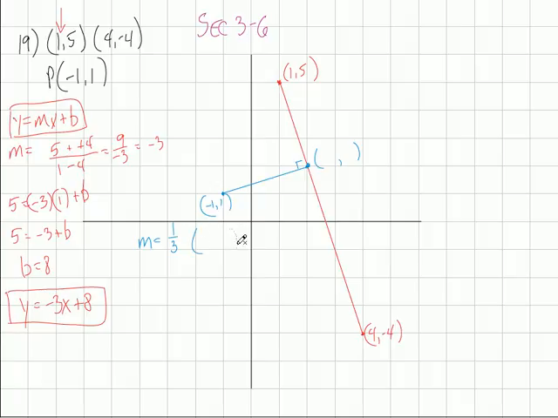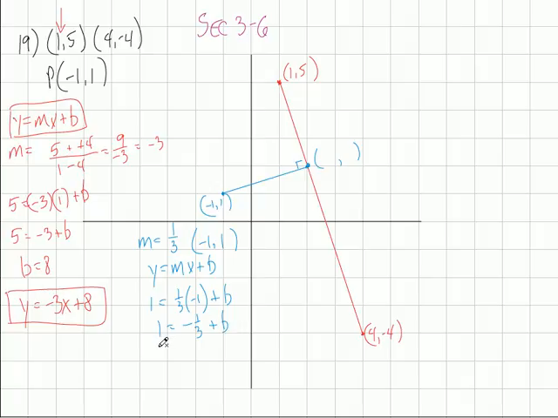Now, I know a point on this blue line. I know one point on there. What is it? It's negative 1, 1. So I can take this point and this slope and find the equation of the line. So let's do that. I like to write y equals mx plus b just to make sure I know what I'm supposed to be putting in. So put in the y. What is the y for this point? So 1 equals m, which is 1/3, times x, which is negative 1, plus b. 1 equals negative 1/3 plus b.